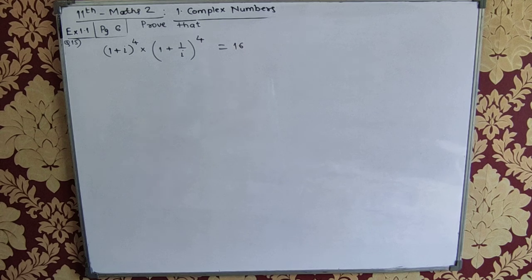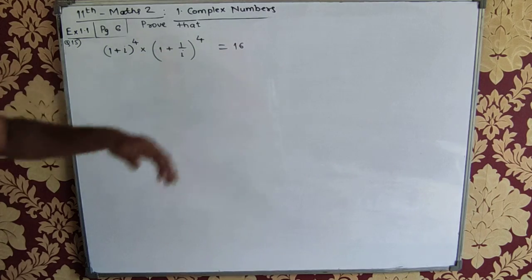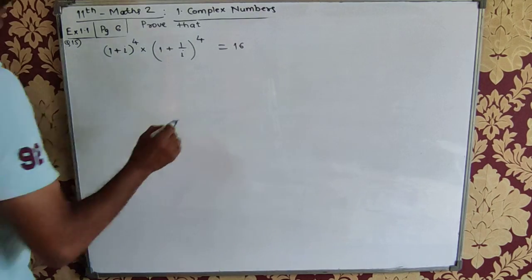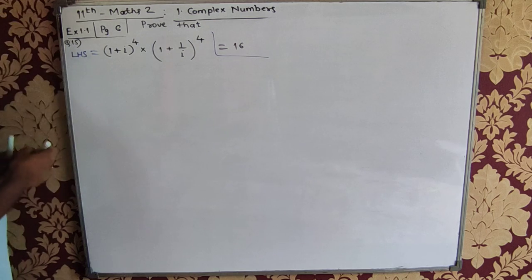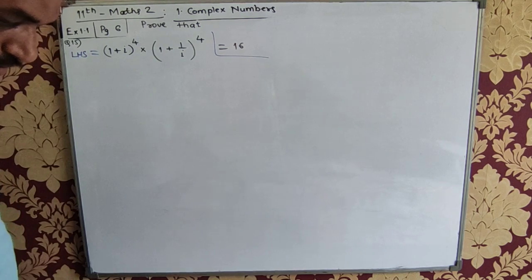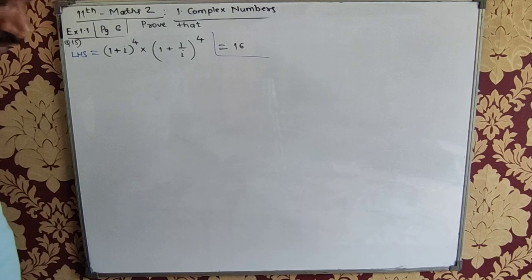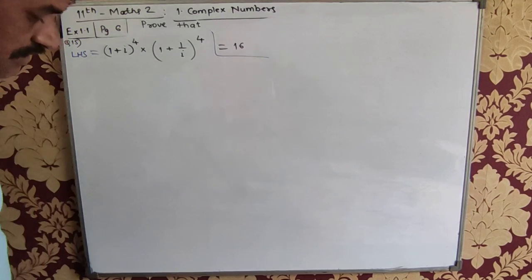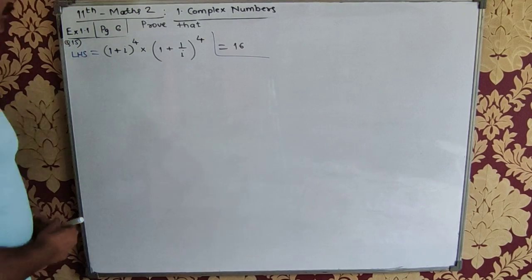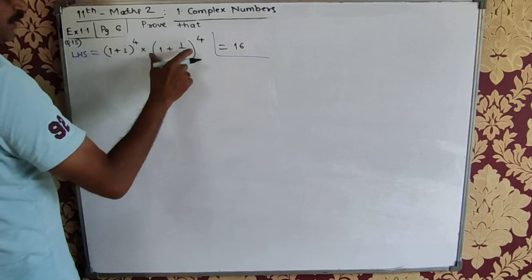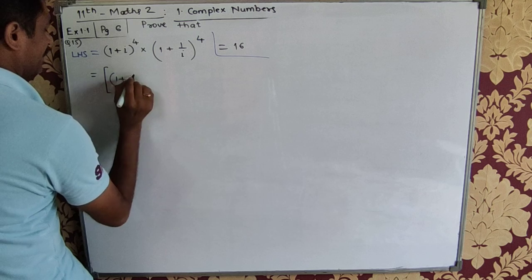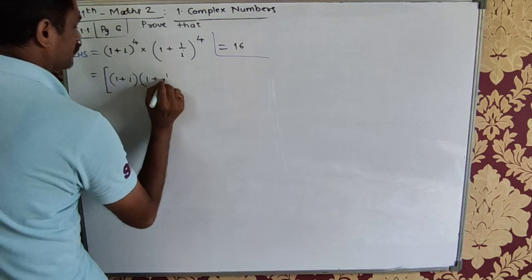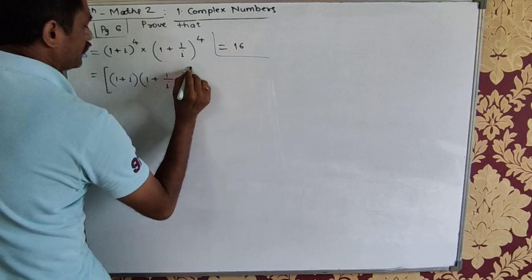Question number 15. 1 plus i bracket raised to 4 into 1 plus 1 upon i raised to 4 is equal to 16. We have to prove this. So I'll start with the LHS. How do we do this? Opening the bracket. First of all, 1 plus i raised to 4 into 1 plus 1 upon i raised to 4.